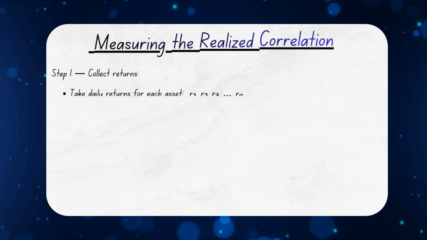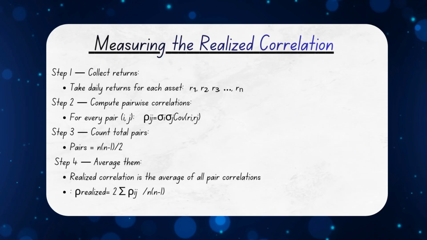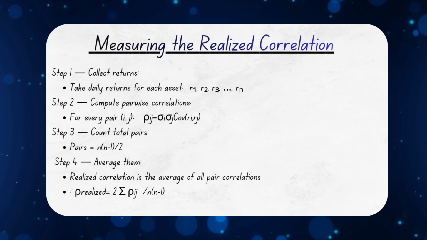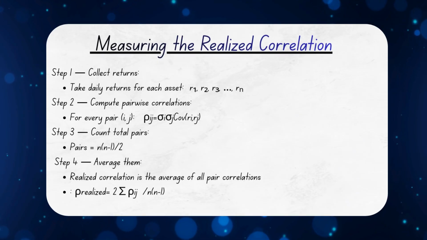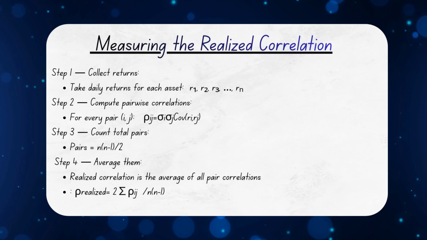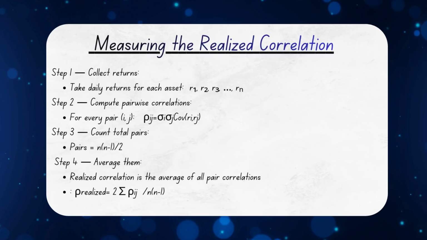But how do we actually measure this realized correlation? First, we collect daily returns for each asset, say R1, R2, R3, up to Rn. Next, for every pair of assets, we compute the pairwise correlation using the formula ρ_ij equals covariance of R_i and R_j divided by sigma_i times sigma_j. After that, we count how many pairs exist, which is n times (n minus 1) divided by 2. Finally, we average all these correlations. Mathematically, realized correlation equals 2 divided by n times (n minus 1), multiplied by the sum of all ρ_ij terms. In simple words, just take the average of all pair correlations.